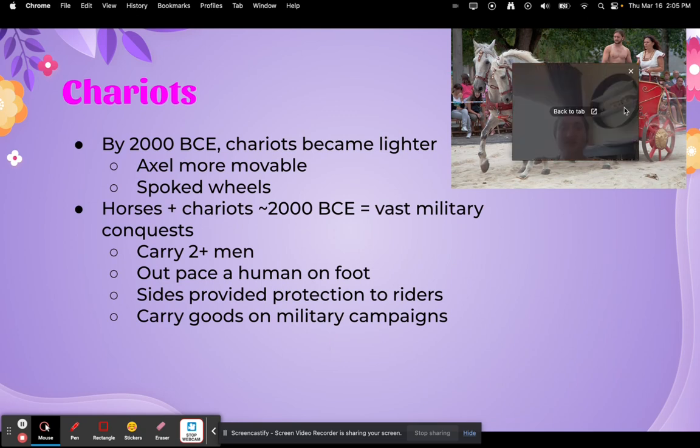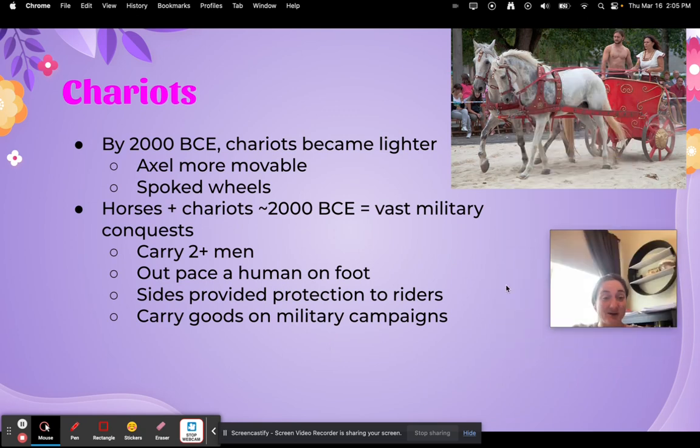All right, so by 2000 BCE, chariots became a lot lighter as well. So the axles were movable, so it was easier to steer, and also spoked wheels. And spoked wheels you can see here on the picture. So instead of like a solid wheel, it just had like the circular outside, and then it had those posts, right, that you see right here sticking out from the axle. That was a really big innovation because it not only made the chariot a lot lighter, it also made the wheels stronger. So they wouldn't break as often.